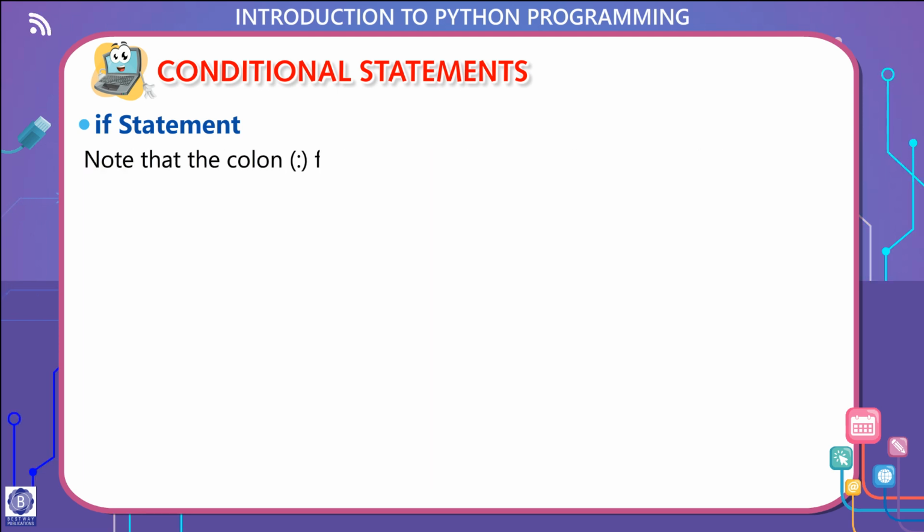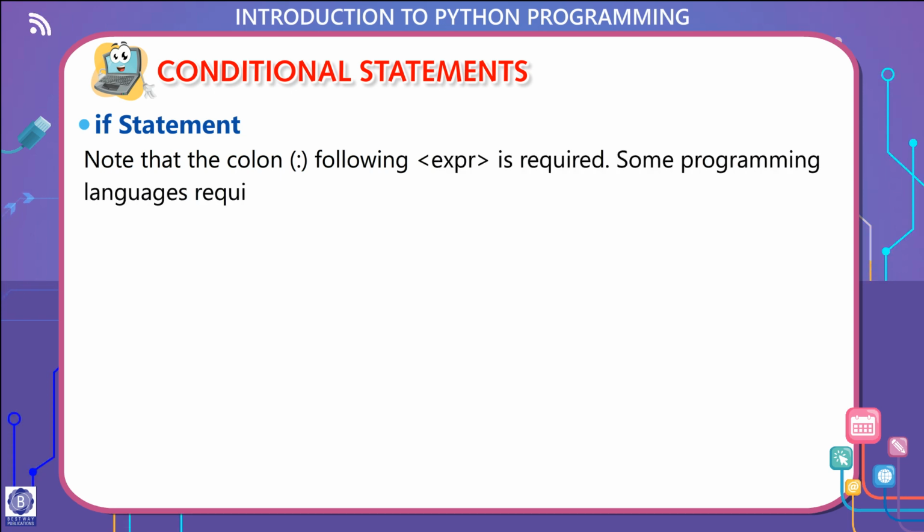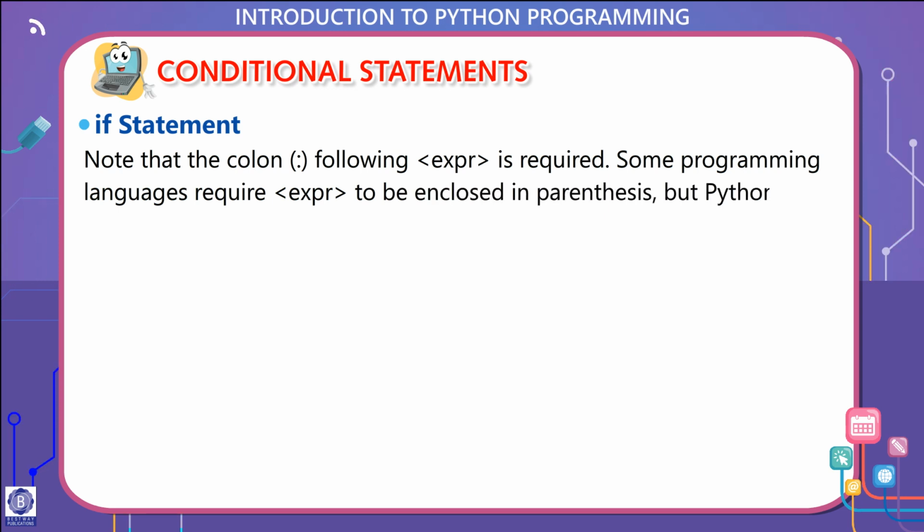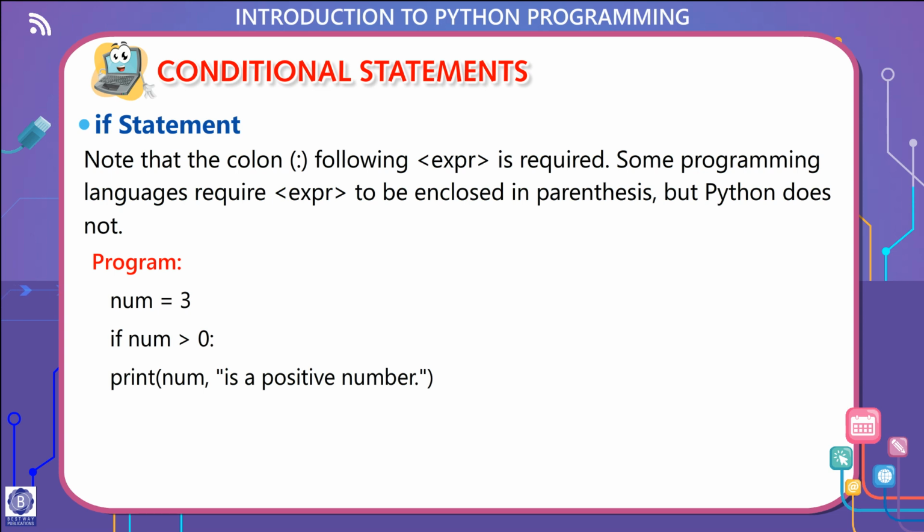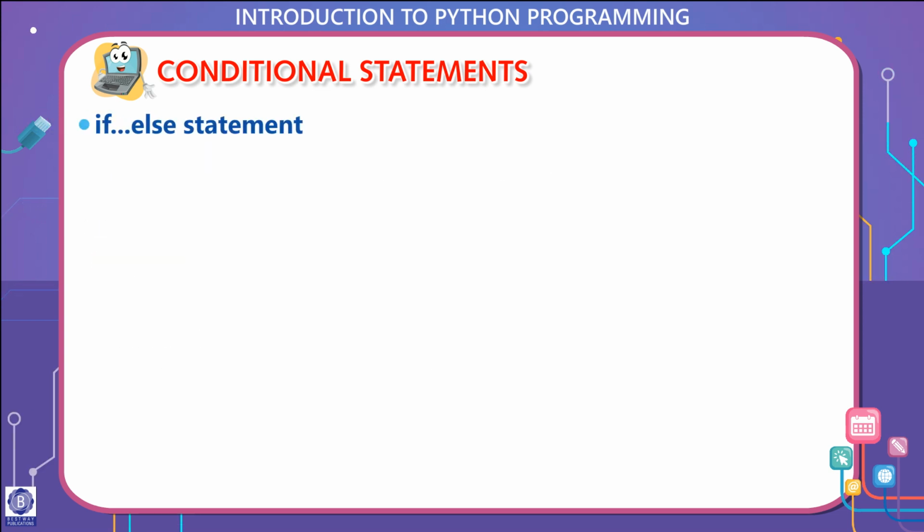Note that the colon following EXPR is required. Some programming languages require EXPR to be enclosed in parentheses, but Python does not. Program: num = 3. If num is greater than 0, print "num is a positive number." Output: 3 is a positive number.